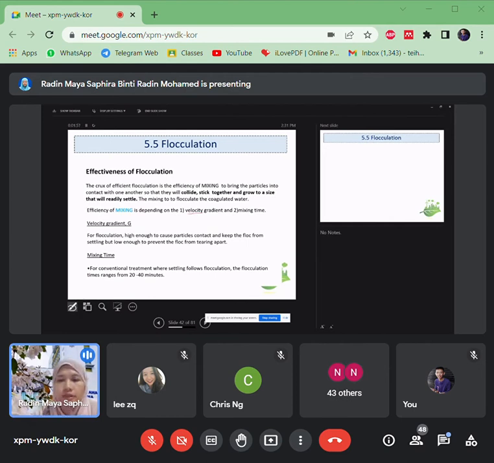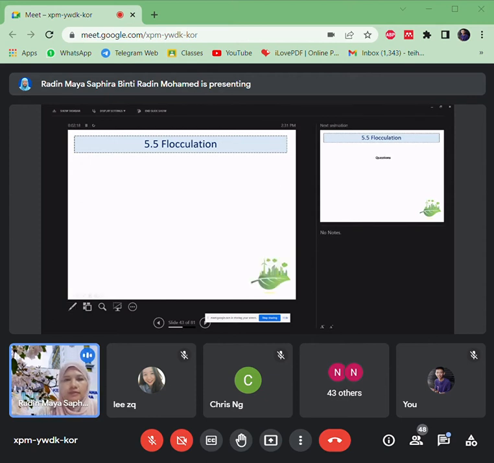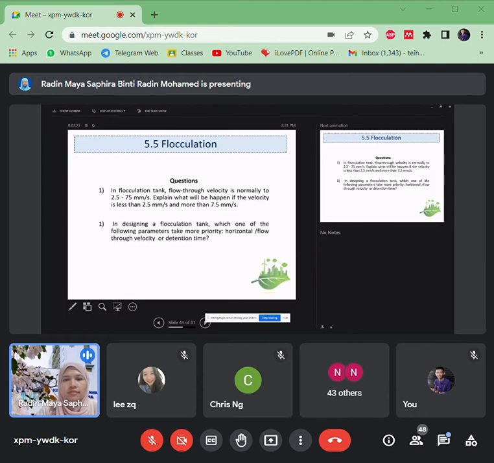Ini velocity gradient dan juga mixing time ya. So the velocity gradient is needed to make sure that the particles contact and keep the flock from settling, but low enough to prevent the flock from tearing apart. And then for the mixing time of this process, it will take around 20 to 40 minutes. Okay.